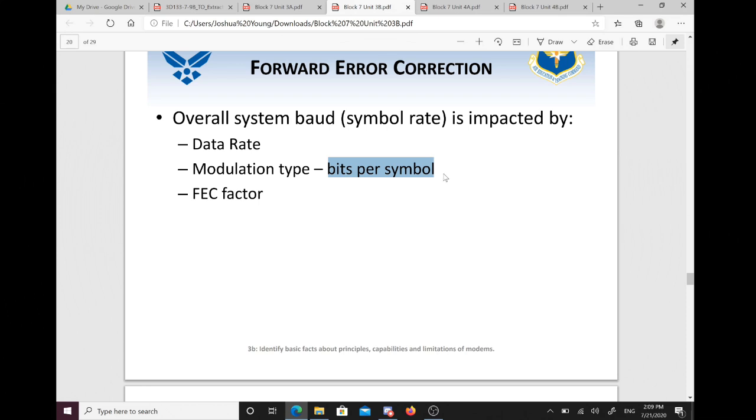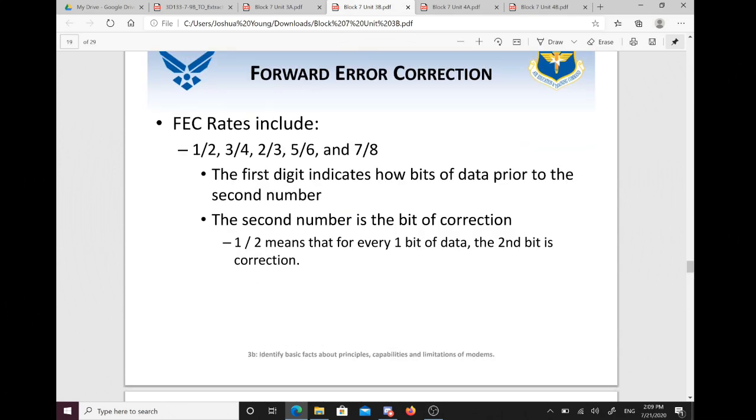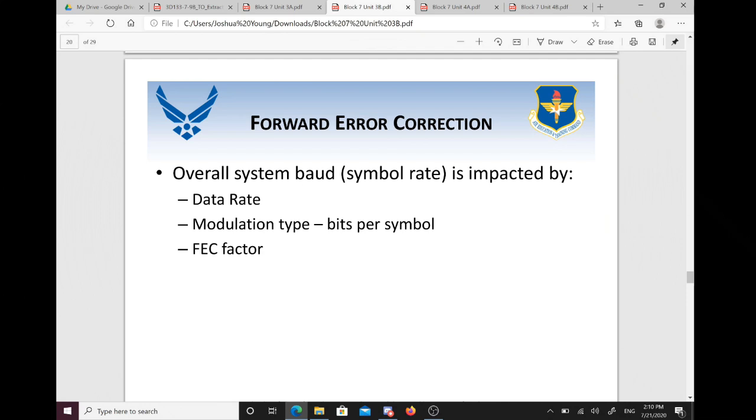So how many bits of data are transmitted per second. And then your forward error correction factor, which we were just talking about. How many bits of data are received before your correction occurs. And then combine those, create your overall system speed, essentially.